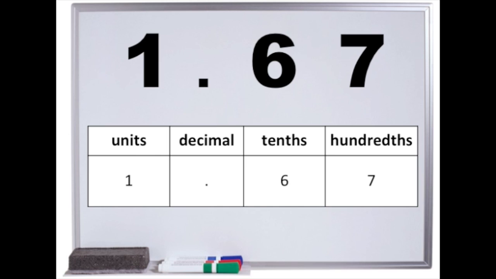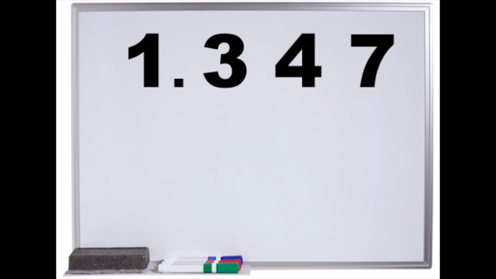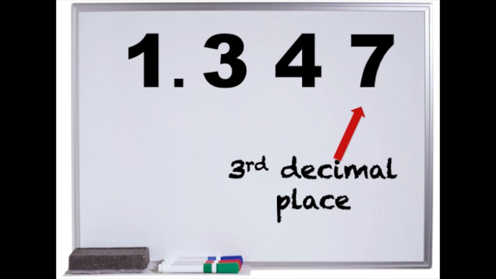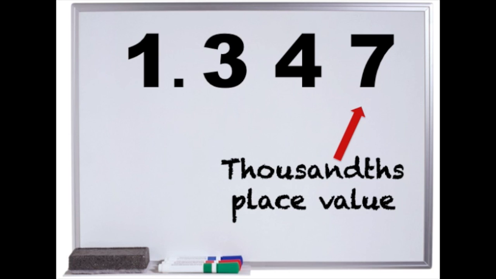Let's have a look at something new. This number here is different to the numbers we've been looking at. I wonder if you can think about how it's different. Did you notice that there are now 3 numbers after the decimal instead of 2? The 7 is in the 3rd place away from the decimal, or the 3rd decimal place. This is called the thousandths place value, and the thousandths are very, very small. Let's check that out using our colouring grid.